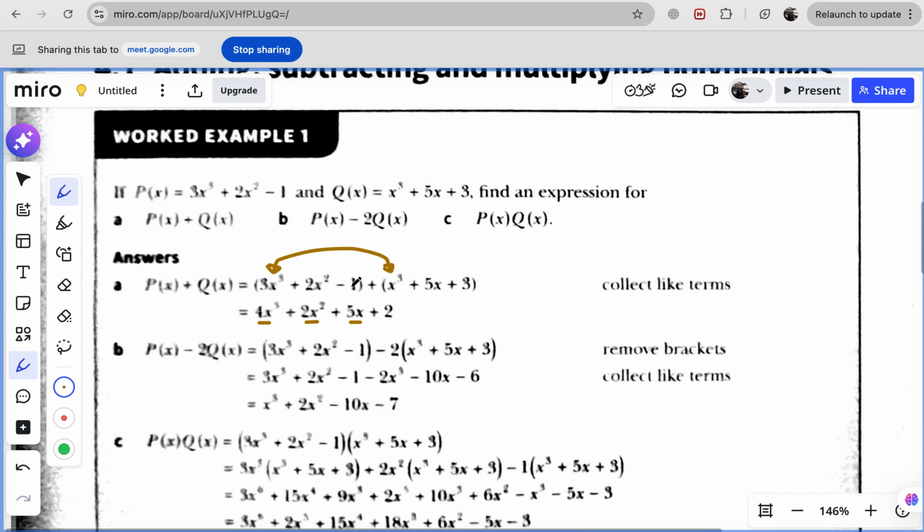Okay, you don't add polynomials that do not have the same x power. Okay? So that's for the first one, which is the addition. Let's go to the subtraction.